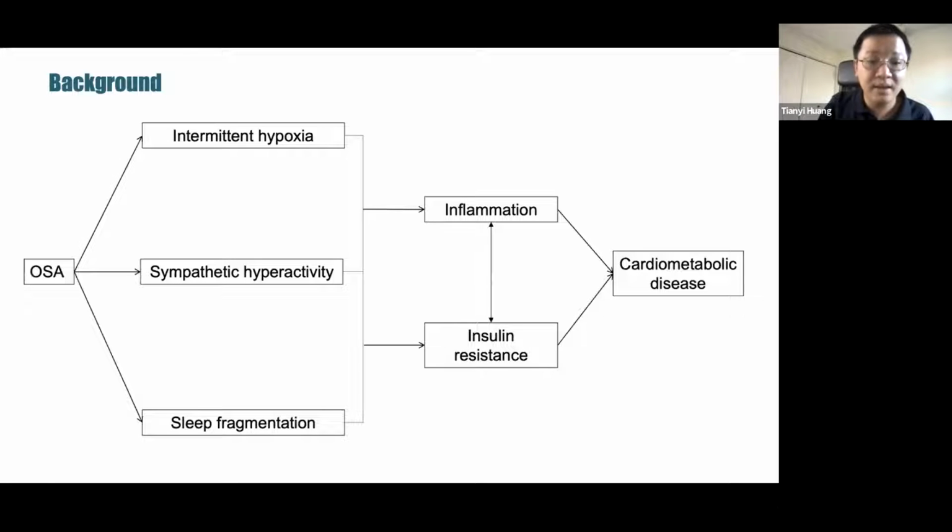Over the past 2 decades, there have been numerous studies trying to understand the mechanisms linking OSA to increased cardiometabolic disease. These studies have shown that OSA can directly result in intermittent hypoxia, sympathetic hyperactivity, and sleep fragmentation. These alterations can lead to inflammation and insulin resistance, which are 2 key drivers for cardiometabolic disease. There's also established evidence suggesting that inflammation and insulin resistance are 2 closely related pathways that can promote each other, and they can work interactively to lead to chronic diseases.